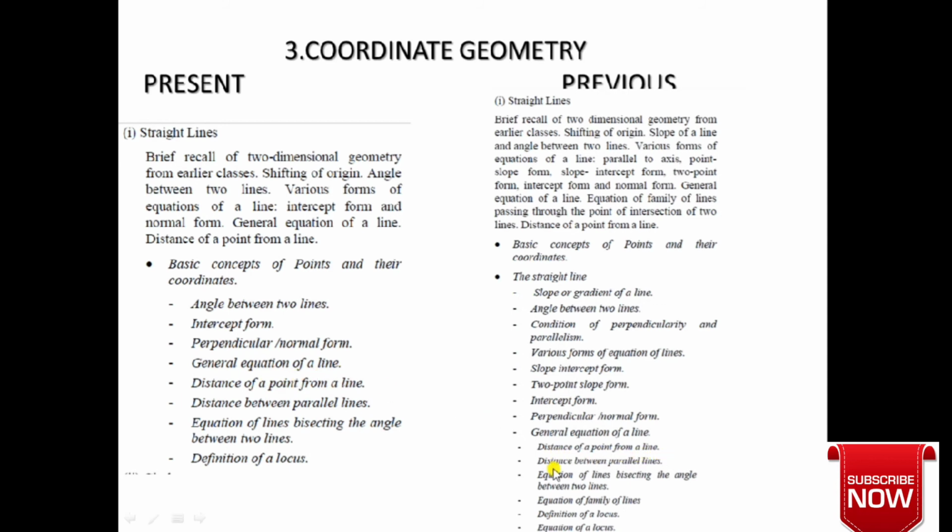Distance of a point from a line is retained. Distance between parallel lines is also retained. Equation of lines bisecting angles between two lines is also retained. See here, equation of a family of lines has been excluded. Definition of locus is retained, and equation of locus is also excluded from your syllabus.